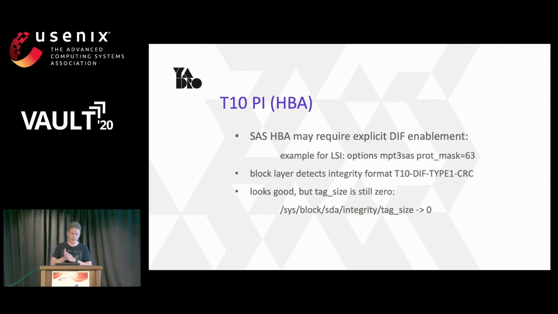Okay, and in our case, the HBA required explicit DIF enablement, and for Broadcom, we have to add a protection mask that should enable the data integrity field exposed to the Linux kernel. And after this, we have protection detected by the Linux kernel, but we still have tag size 0, so we can't store metadata there.